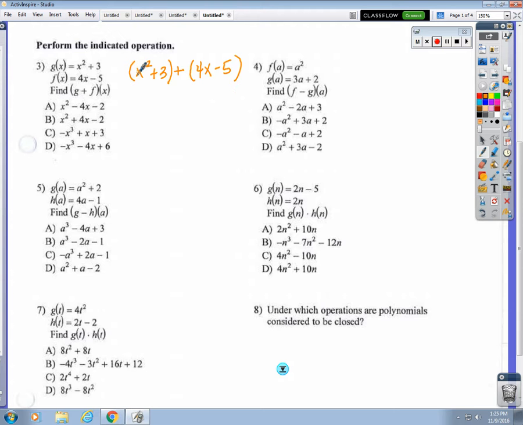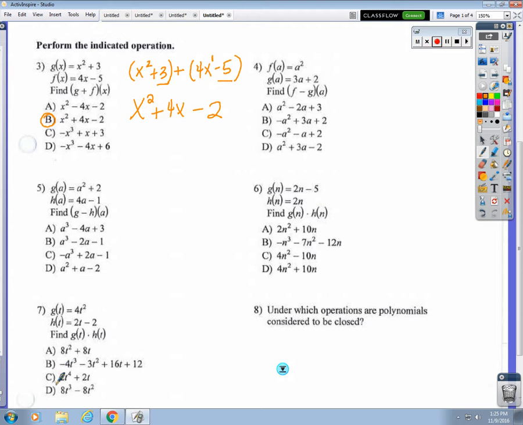So x squared comes down because it is the only x squared term. It can't combine with anything else. The 3 can add to the negative 5, which will make a negative 2. And then 4x is the only x to the first term, so it just comes down in the middle, and it's plus 4x. So we're looking for x squared plus 4x minus 2, which is b.